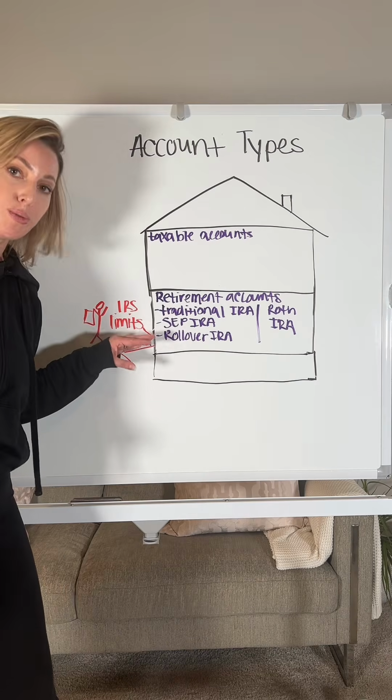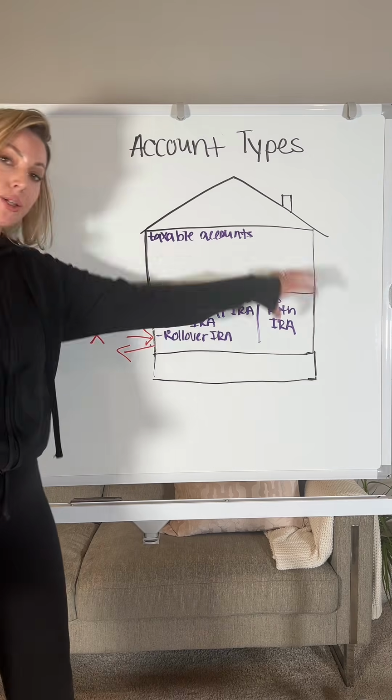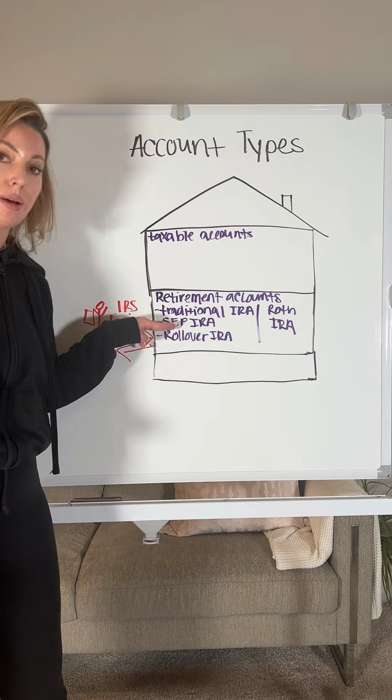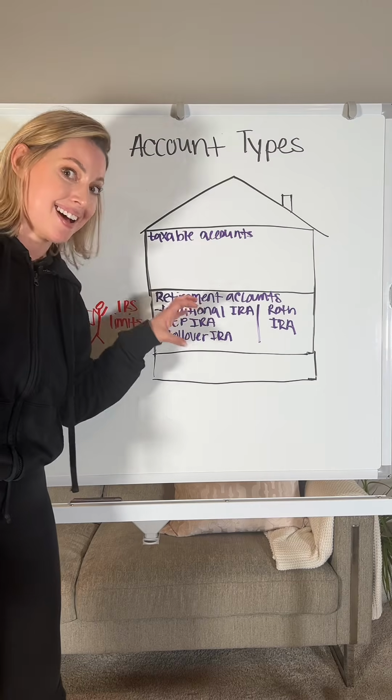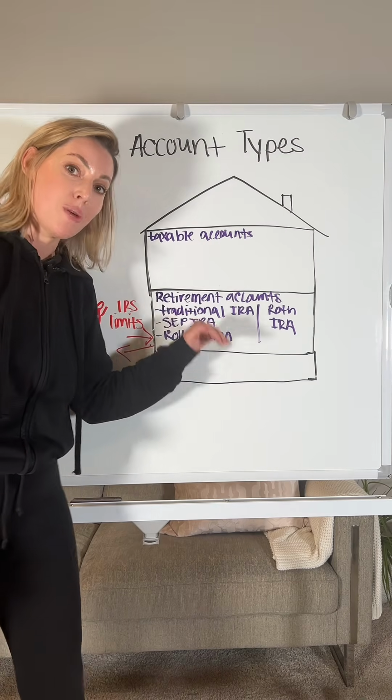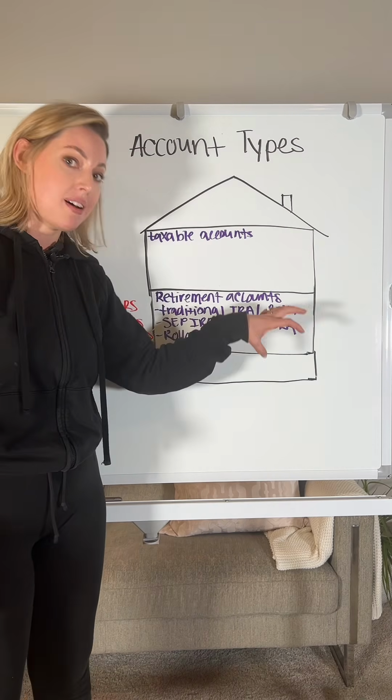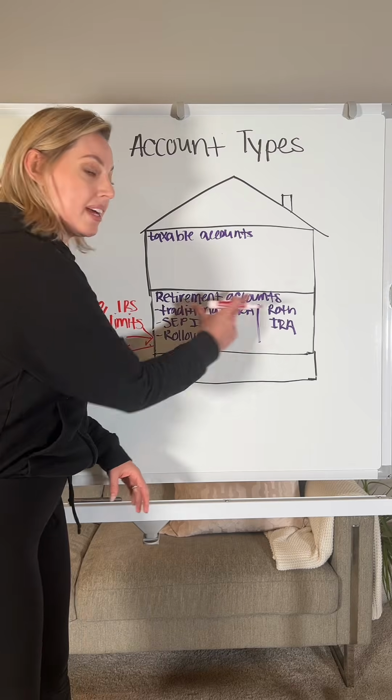So the IRS has contribution limits for all of these retirement accounts. It's a little bit higher for a SEP IRA because it's a self-employed account. Works a little bit differently, but the inside is exactly the same. It doesn't matter how much money you make or lose. That's not a taxable event because you're already in this room.